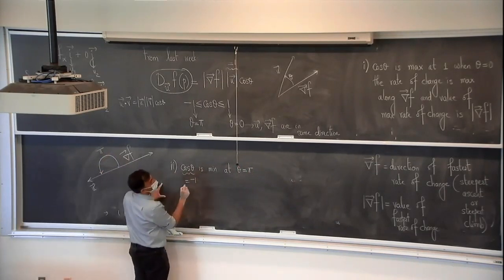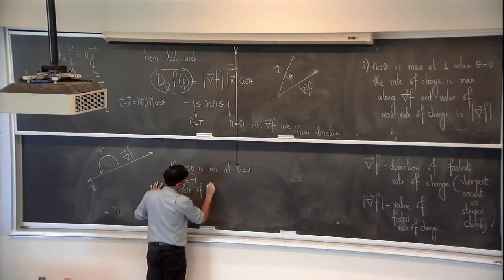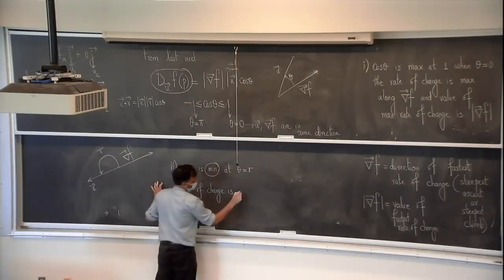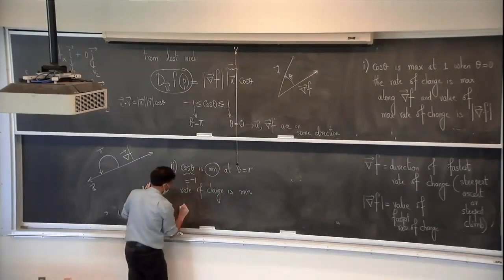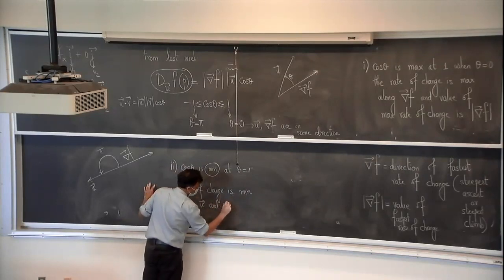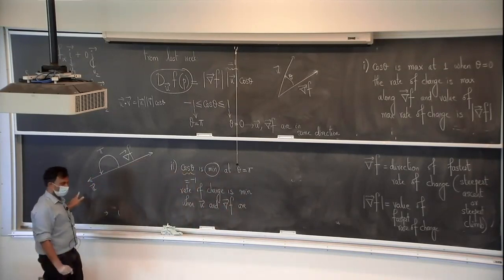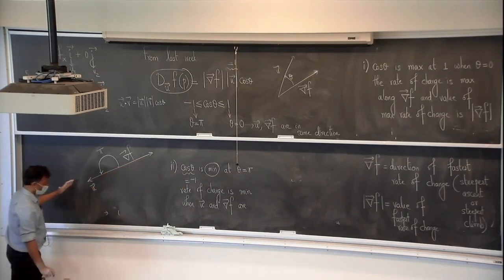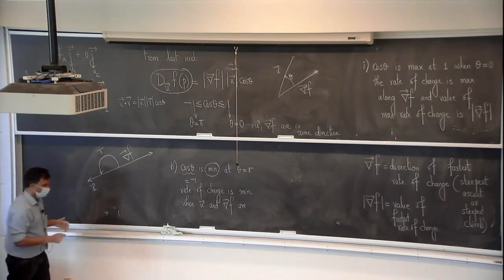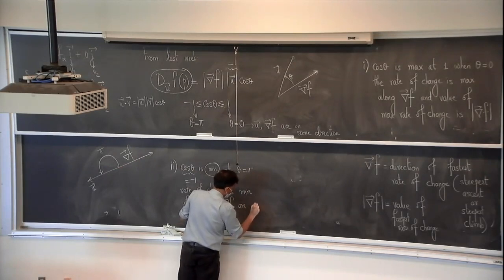And the rate of change is minimum because of this, when u and the gradient vector are in mutually opposite directions. So instead of going up, you're climbing down. Opposite to the gradient vector, you're just going down the fastest. So u and the gradient vector are in opposite directions.